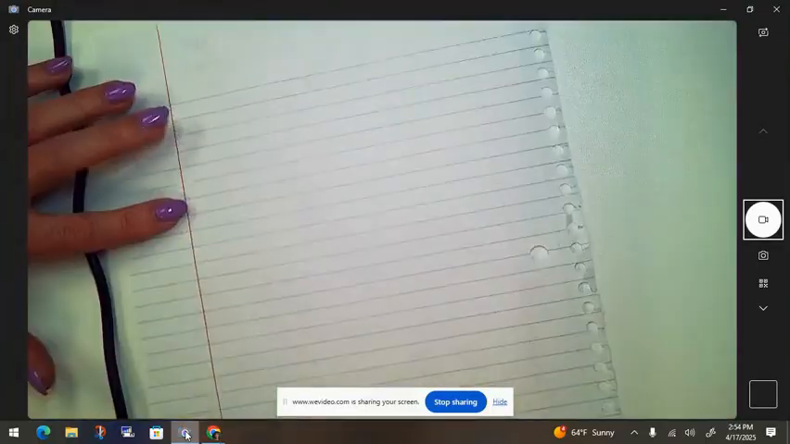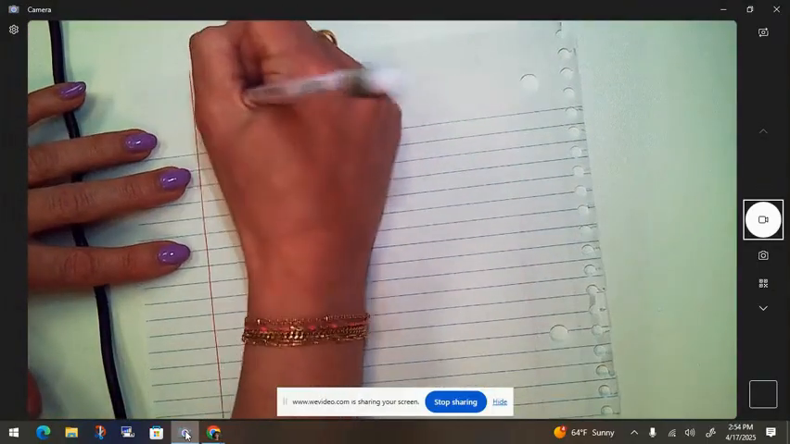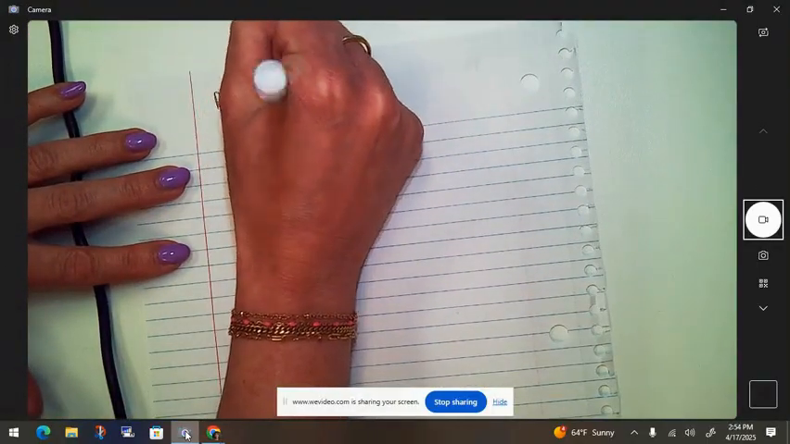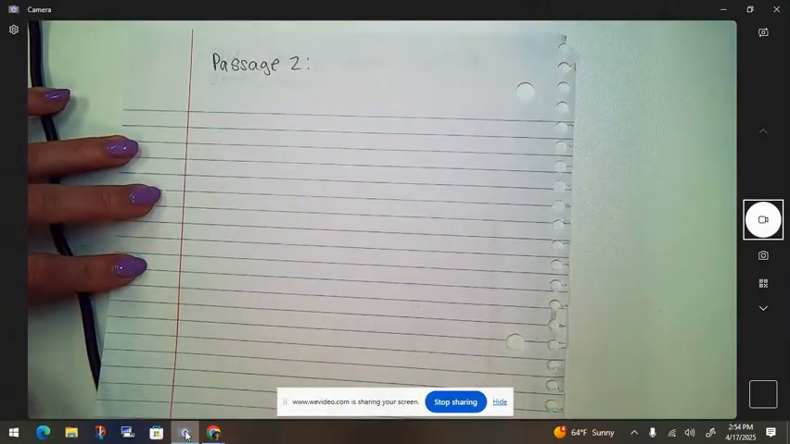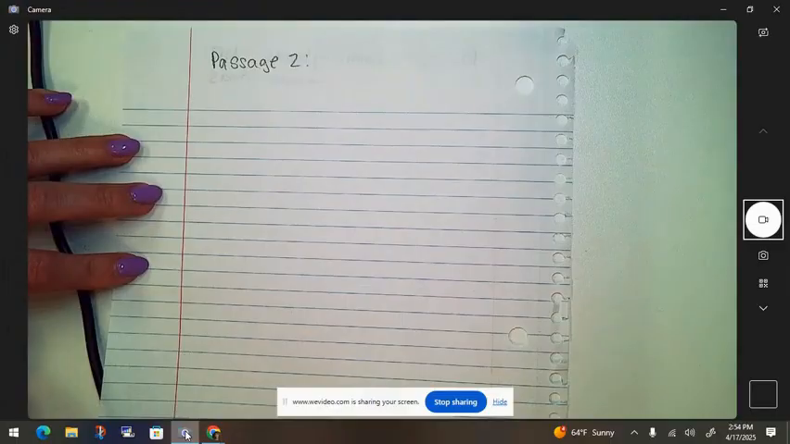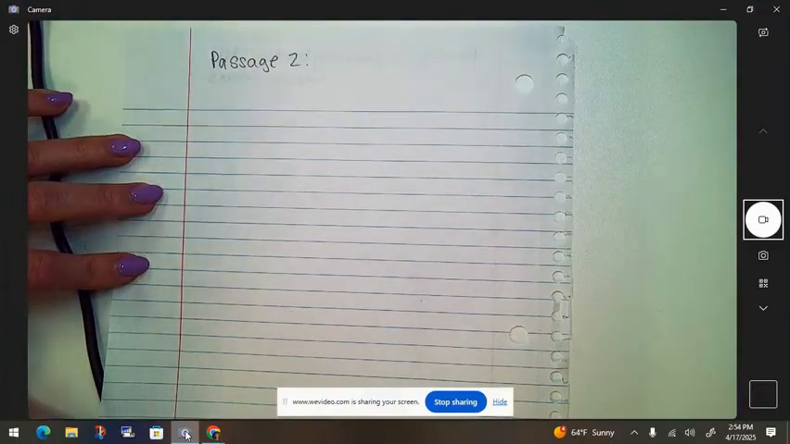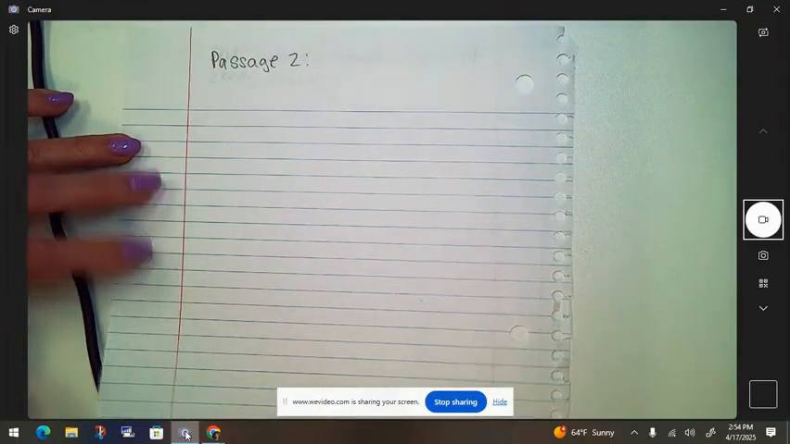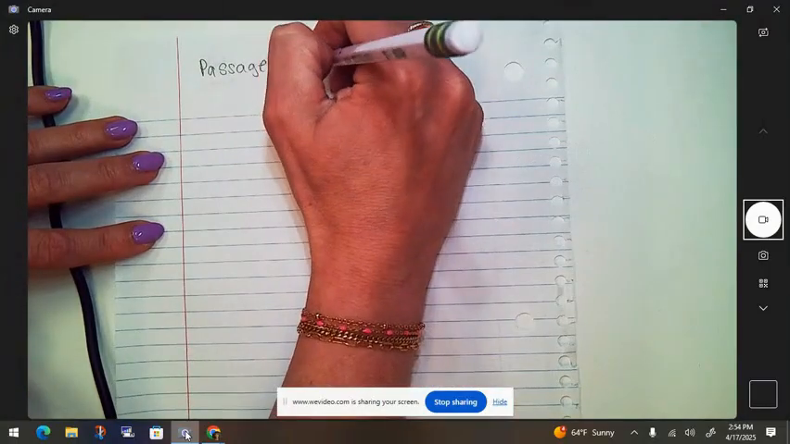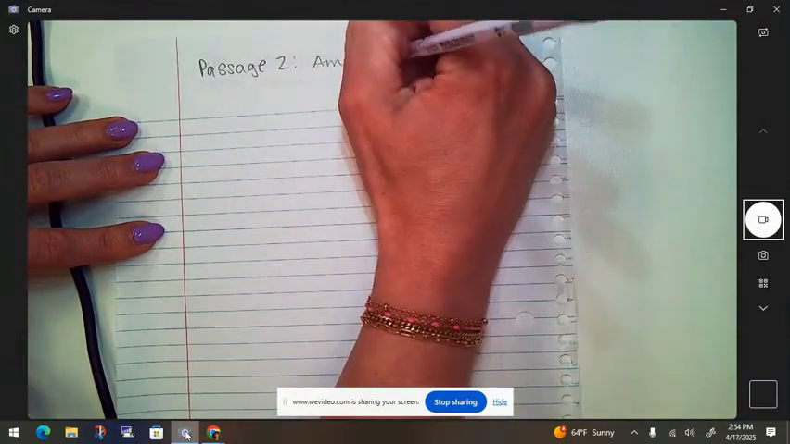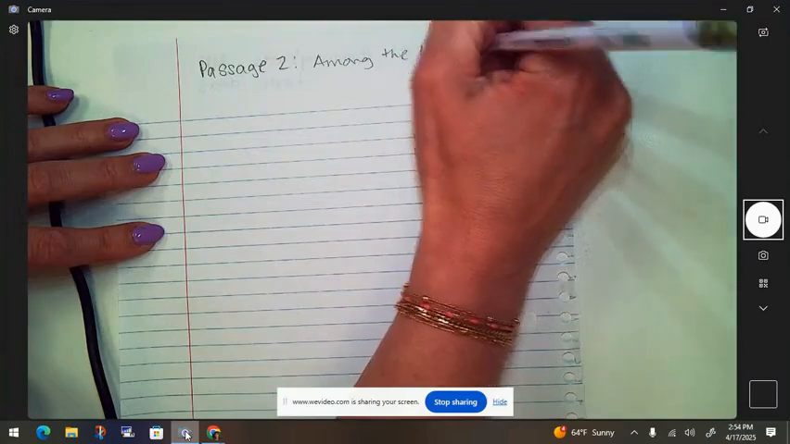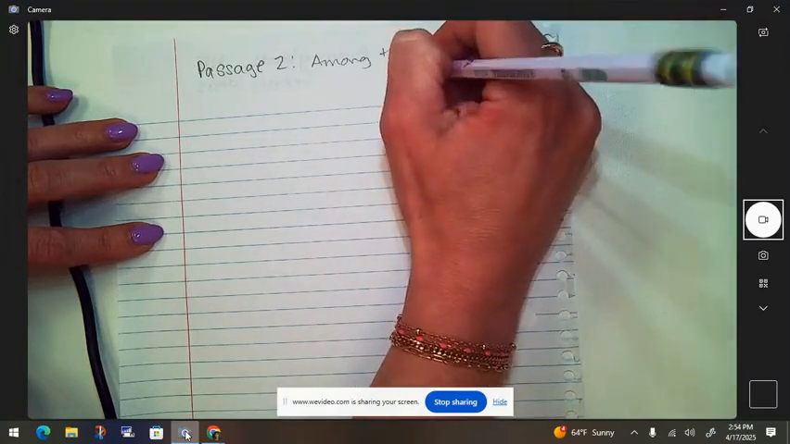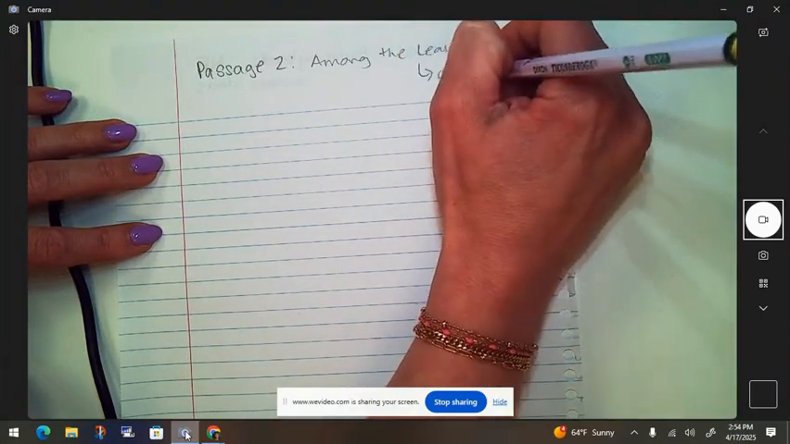Then, because it's paired, I'm going to put the other one because I know I'm probably going to need that sheet for passage 1. I'm going to put passage 2 or P2 to shorten it. Again, with testing and annotation, we cannot be as detailed as we were in class. We're being quicker and putting all of that to practice. So passage 2 is called Among the Leaves. And it's poetry. I'm going to do on and under.